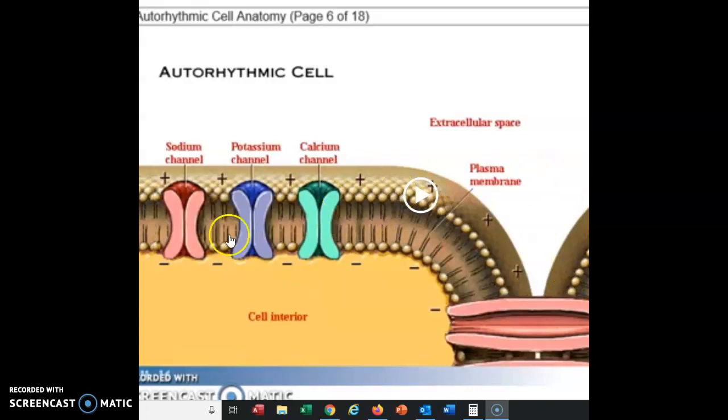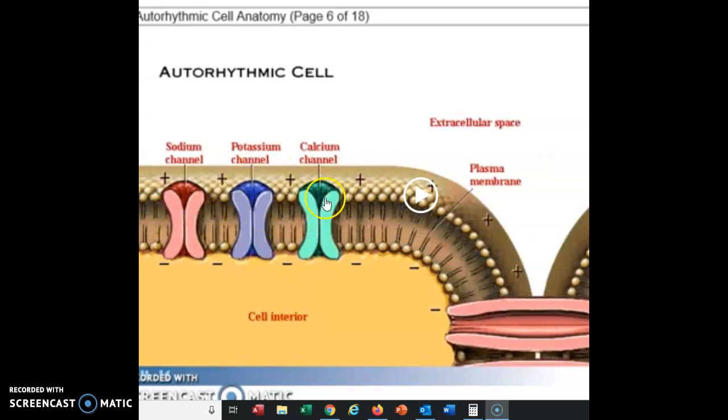Now, the other thing that we have here is notice I've got my ion channels. Notice I have a sodium channel and a potassium channel, which were basically the same channels that we saw in the neural action potential. But notice I have a third channel here. I've got a calcium channel. Now, we did have calcium channels involved, but they were mainly to allow calcium to come into the axon bulb of the neuron and cause our neurotransmitters to be released.